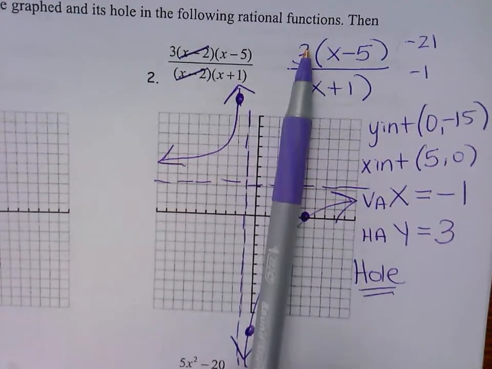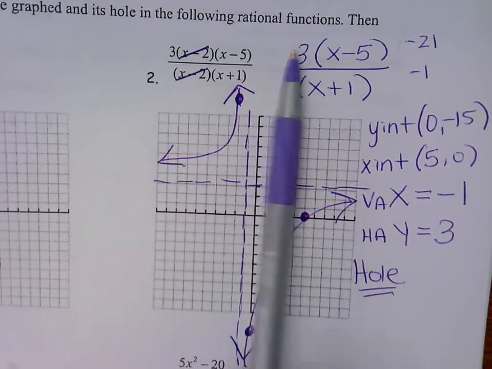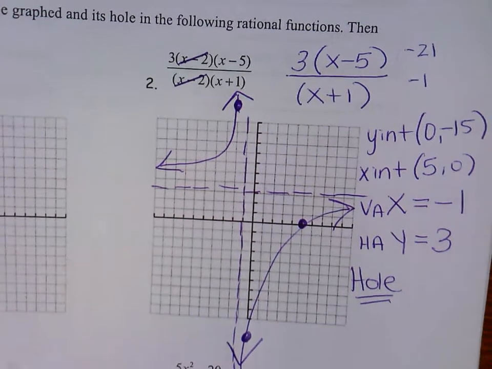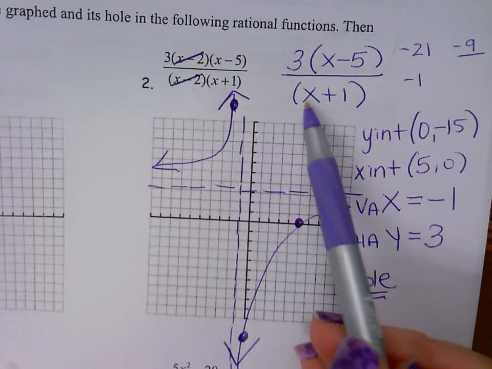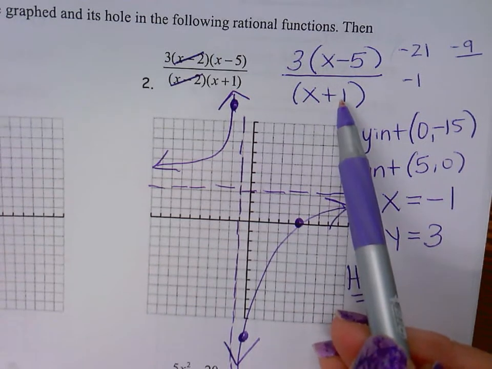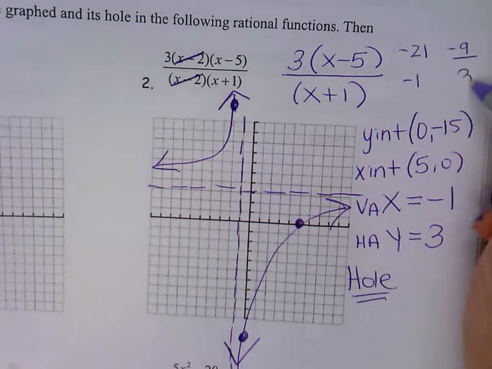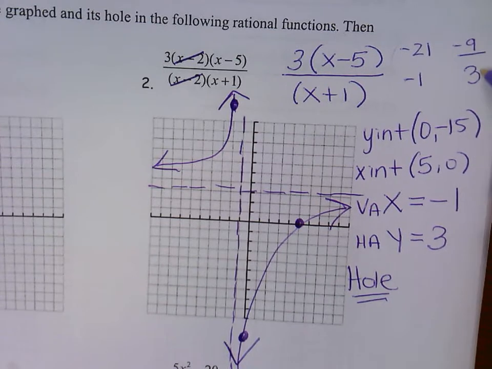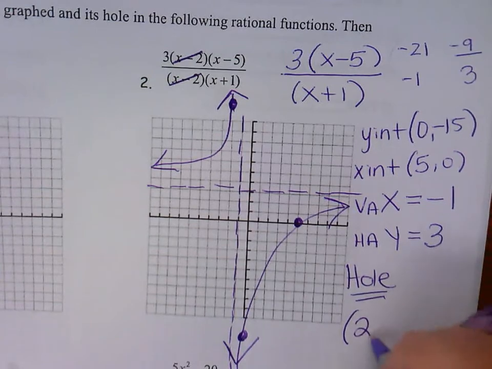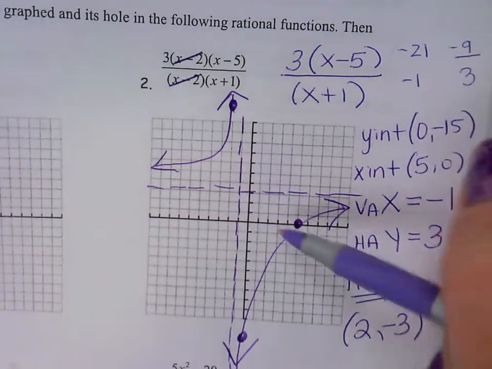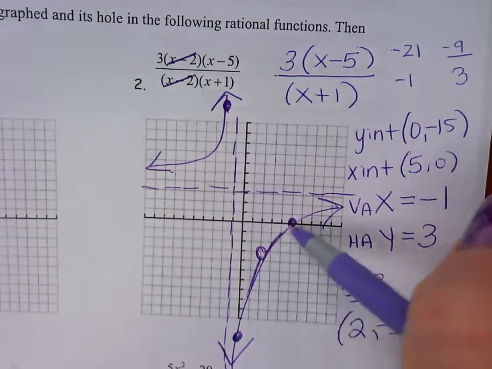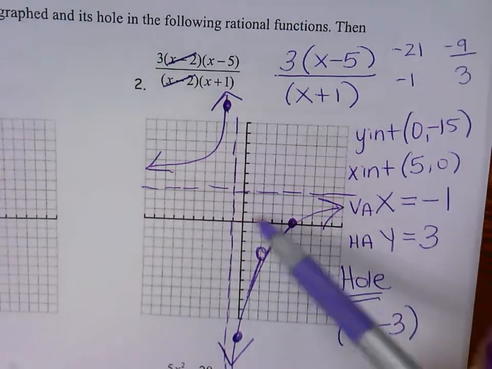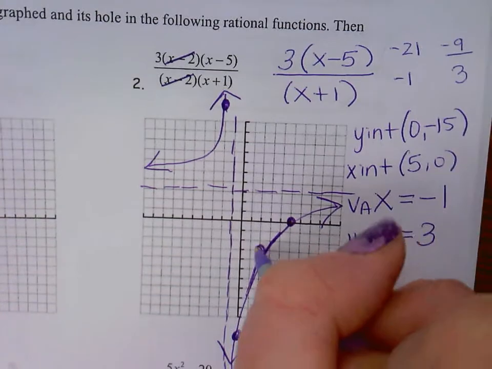So I would do 3 times, this would be negative 3. So 3 times negative 3 is negative 9. And then if I plug in 2 in the denominator, I would have 3. So negative 9 divided by 3 is negative 3. So my hole is at positive 2 comma negative 3, which my elbow almost went past that point. So just kind of adjust your elbow so it touches 2 comma negative 3. That's a hole, open circle.